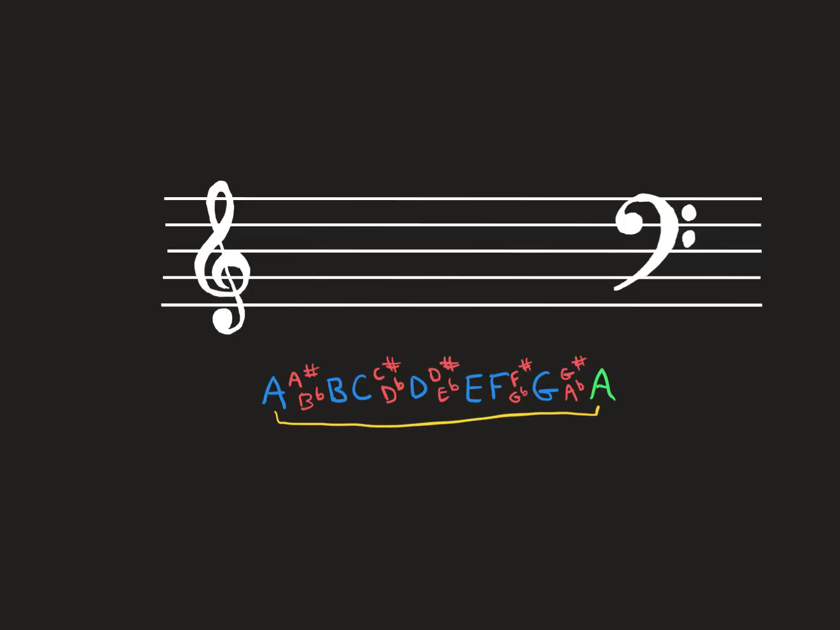In staff notation, sometimes we can see different clefs. Clefs are these symbols here that indicate what range we are performing in. So this would be our treble clef, and this would be our bass clef. So that's going to change which notes appear in those lines and spaces.